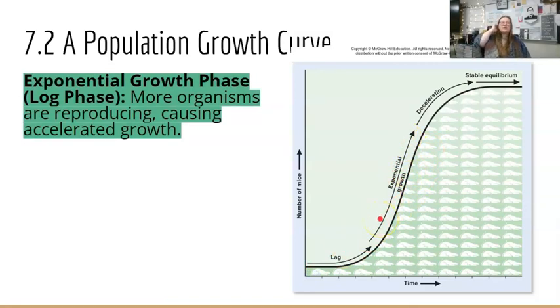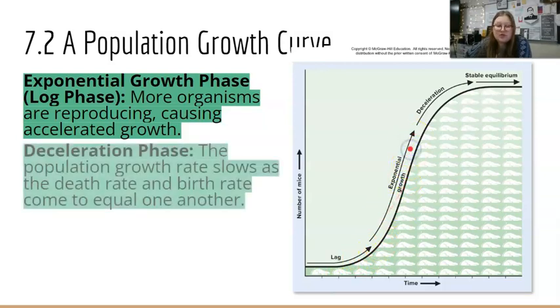Then we get to the second stage, which is exponential growth. Exponential growth is also known as the log phase. More organisms are reproducing, causing accelerated growth. So we have that reproductive population increasing. Then we get a lot more babies, huge population growth.